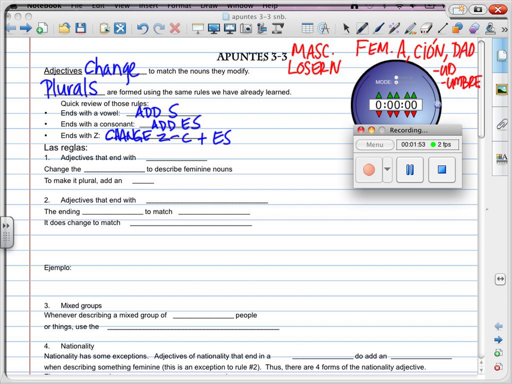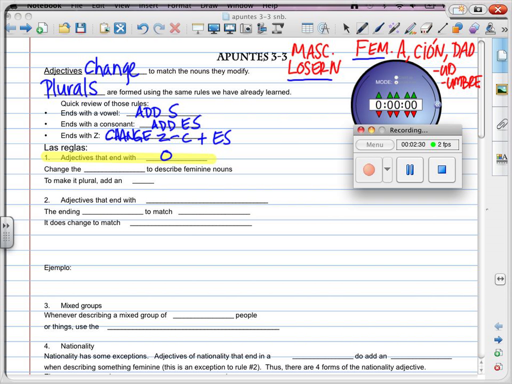All right, let's talk about the rules first of all, okay? Rule number 1 is for adjectives that end with O. Have you ever noticed in your book, for this section, 3-3, you had a long list of adjectives and they ended this way, O/A? Do you know why? I bet you do. That's because the ending can either be O for masculine or A for a noun that is feminine, right?